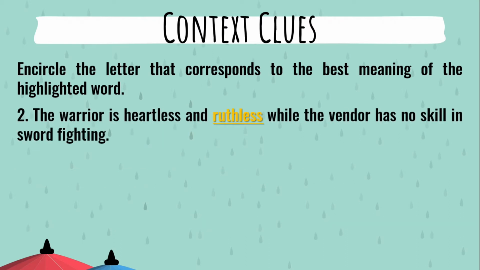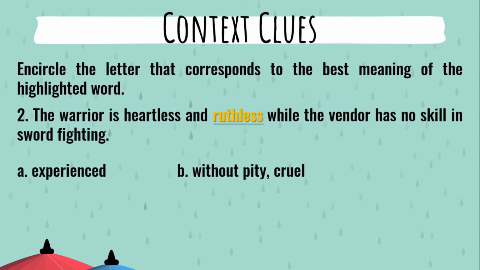Number 2. The warrior is heartless and ruthless while the vendor has no skill in sword fighting. What do you mean by the word ruthless? A. Experienced. B. Without pity or cruel. Or letter C. Hard. Well, it is letter B because of its synonym, heartless. Ruthless means without pity or cruel.